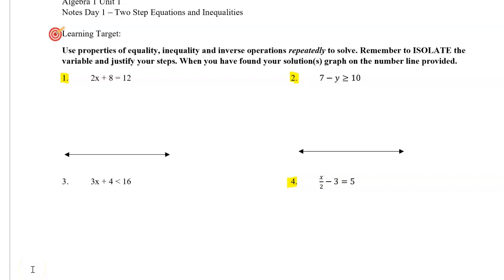In this video, we're going to take it a step further to look at two-step equations and inequalities. When we are working, I want you to still keep in mind your inverse operations. So the inverse operation for addition is subtraction. The inverse operation for division is multiplication, and vice versa. Also keep in mind that you are doing order of operations here, but in reverse order than you would if you were just simplifying an expression.